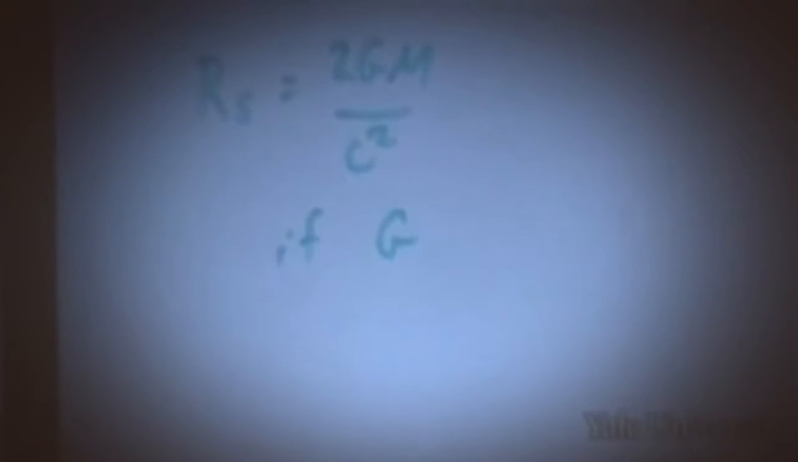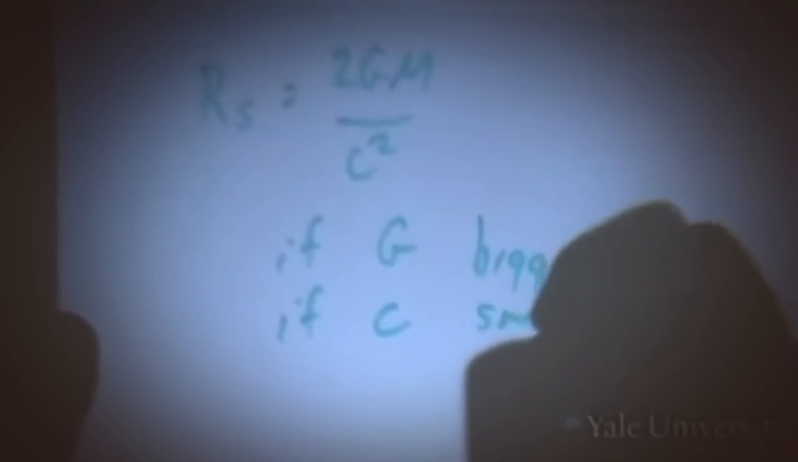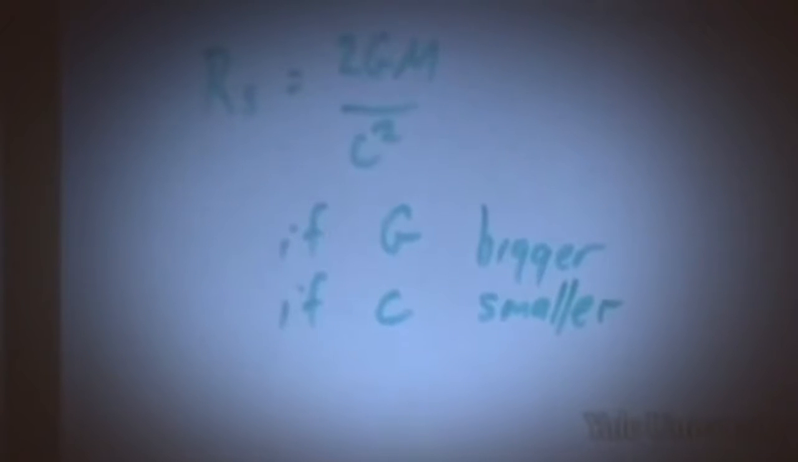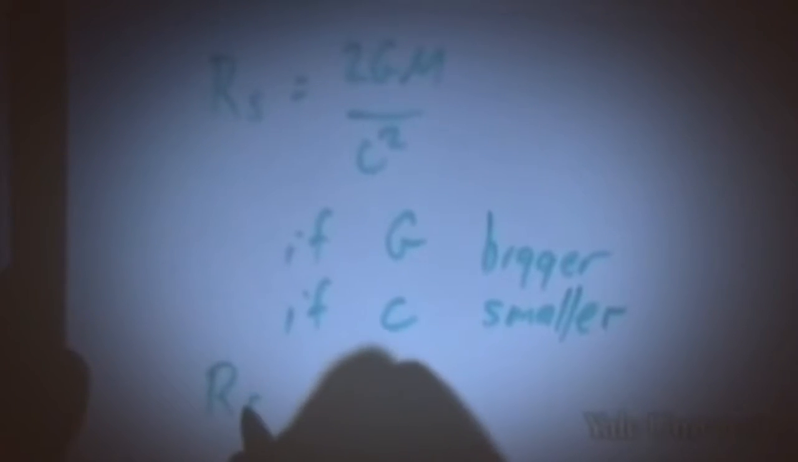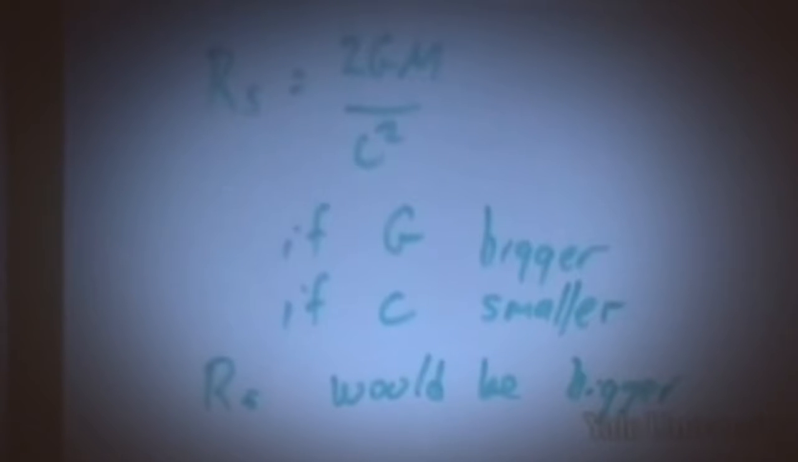Now, supposing you lived in a universe in which G, the constant of gravity, was substantially bigger than it is in our universe. If G were bigger, and supposing that in that same universe c, the speed of light, were a good deal smaller than it is in our universe. Just pick some other values out of a hat such that this is true. Then the Schwarzschild radius associated with any given mass would be bigger, because G is bigger and c is smaller, and for the same amount of mass you get a big Schwarzschild radius.